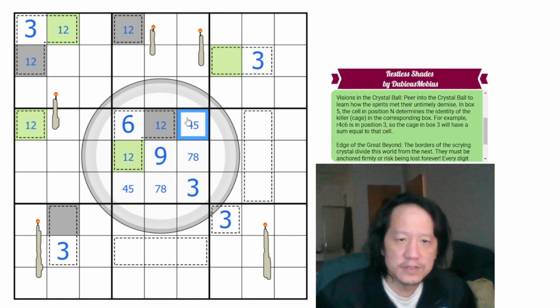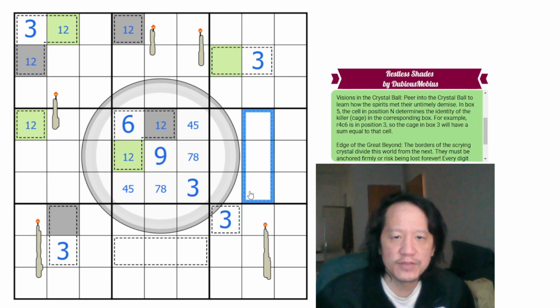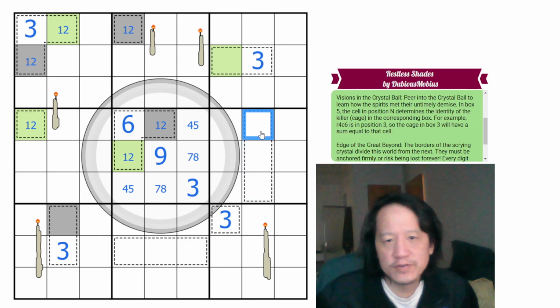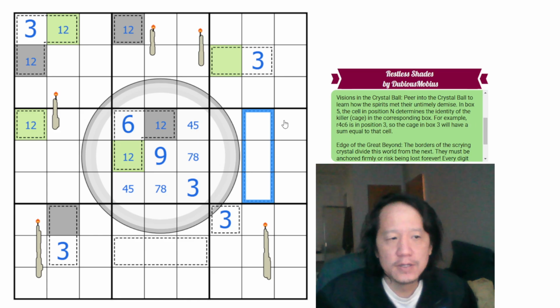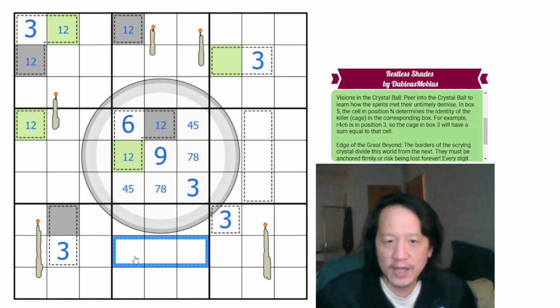We don't know what these are. Let's see. These cells cannot contain a 3. Neither of these cages can contain a 3. So that means that if it's a 7, obviously it has to be 1, 2, and 4. If it's an 8, it has to be 1, 2, and 5. Right? Because you can never have a 3, so you can't have 1, 3, and 4 add up to 8. It has to be 1, 2, and 5 adding up to 8 because it's 3 unique digits.